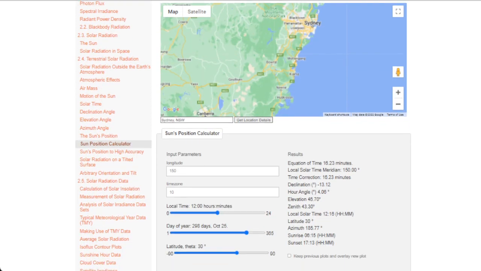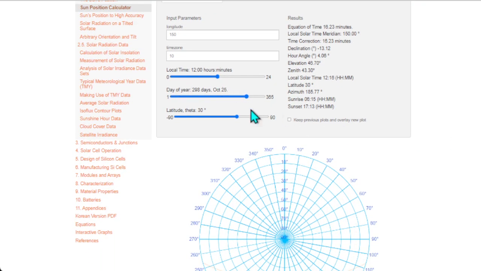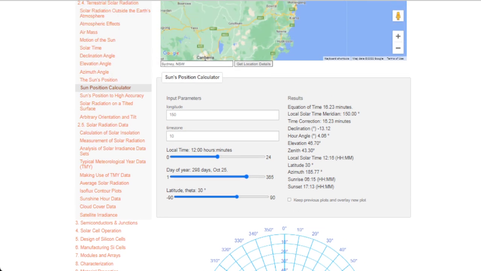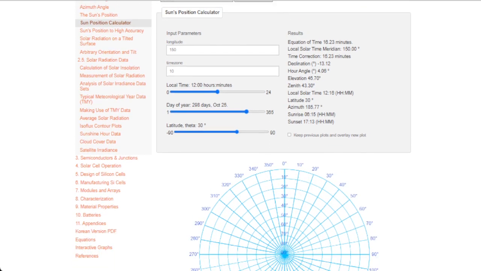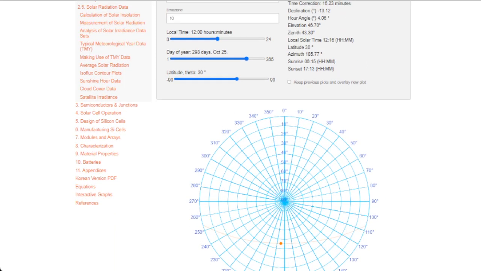It starts out, I know it's too small to see, but I have to zoom out so I can see the sliders here and the chart. It starts out at default in Sydney, Australia. What they do on this chart is show you azimuth and altitude.